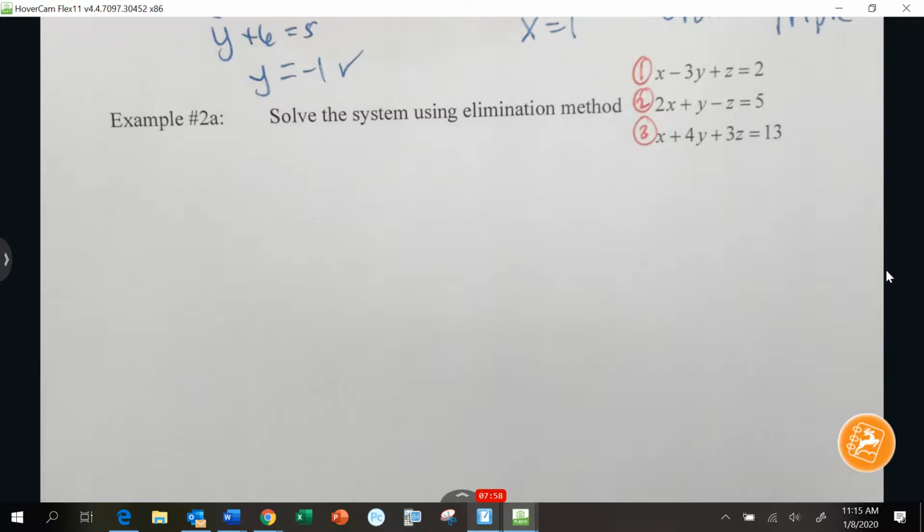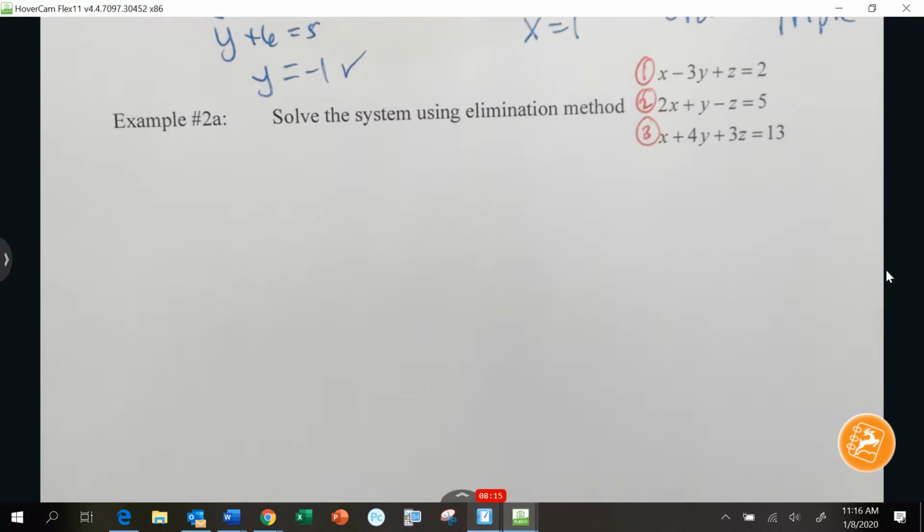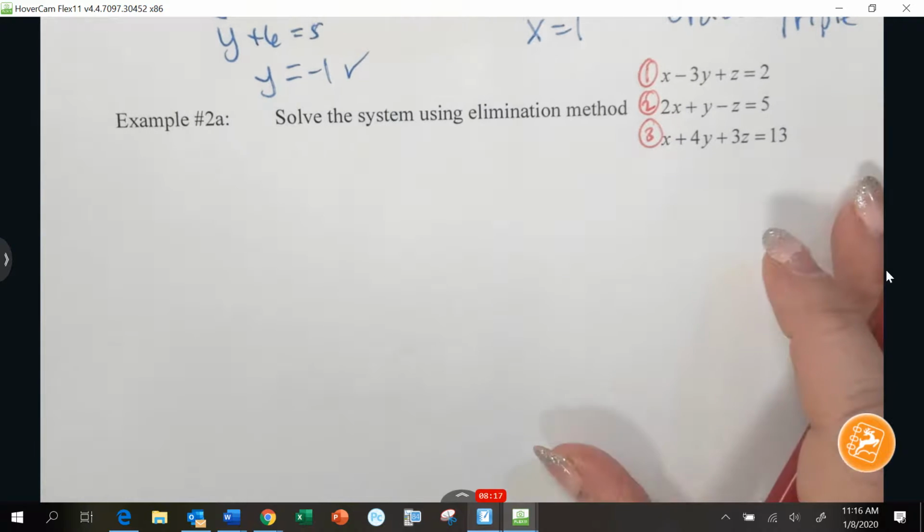Okay, so you're a little bit ahead of me. What variable do you think we should eliminate? Z. I'm thinking Z as well. I also think that X wouldn't be bad. I think that Y would be a little bit more work. There is not a wrong answer. It's just some might be more work than others. So let's eliminate Y. I'm sorry, Z.